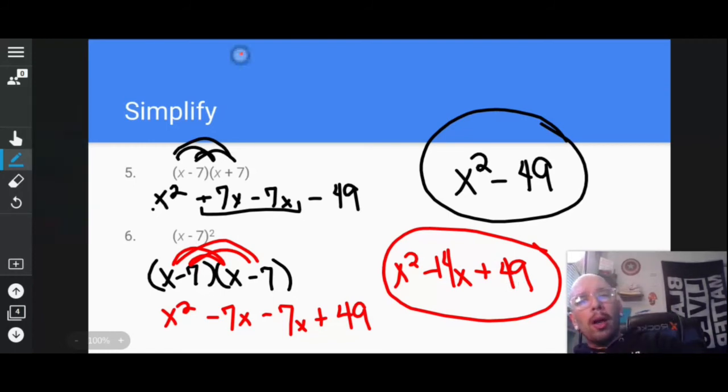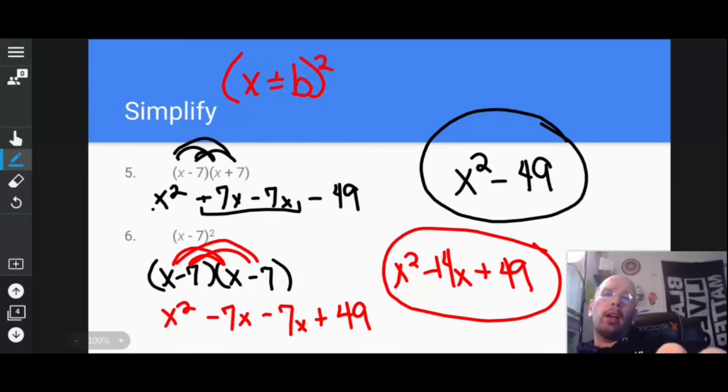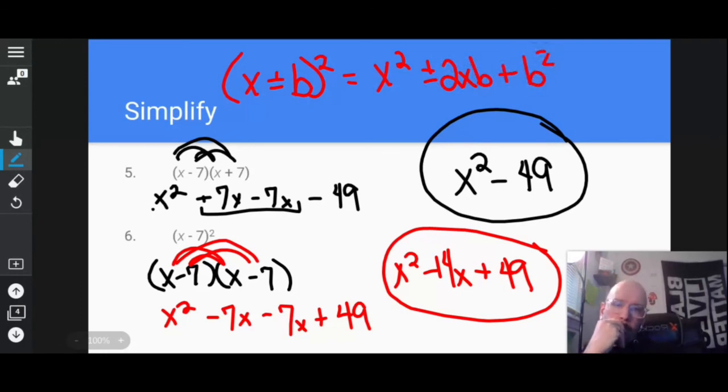So the way of writing this out would be x plus or negative b, squared, is going to give you x squared plus or negative 2xb plus b squared. We will use that shortcut.